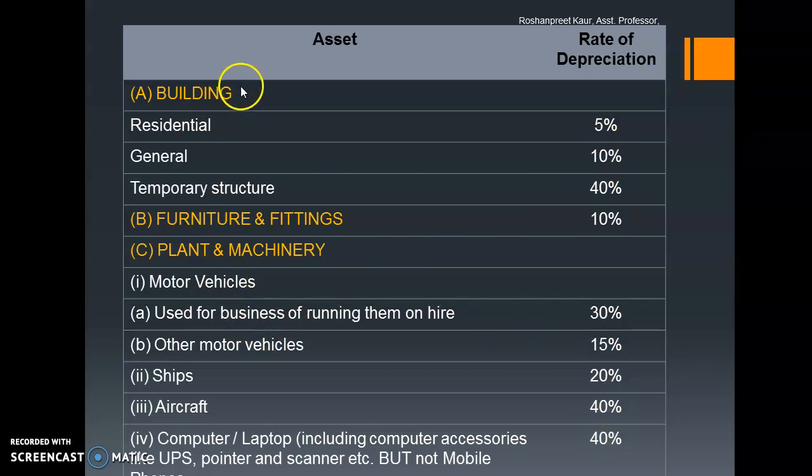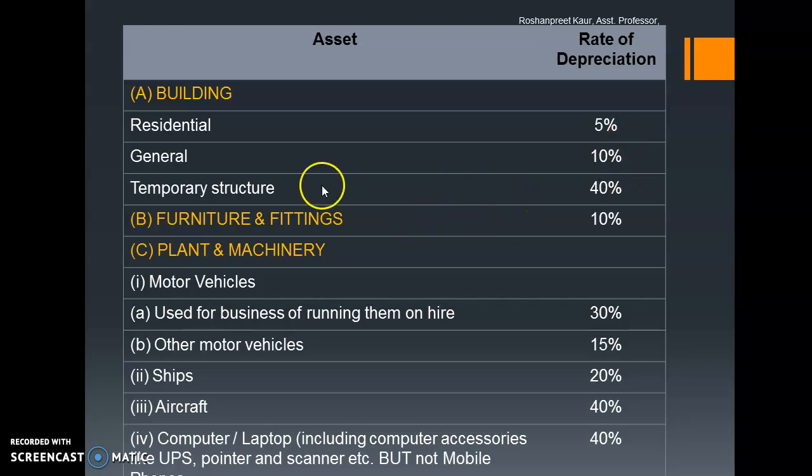So the first classification is building. If the building is of residential nature, and in that residential building you are doing your business or profession, then that residential building will be given a rate of 5%. That means depreciation will be charged at the rate of 5%. If there is a general building, then there will be 10%.